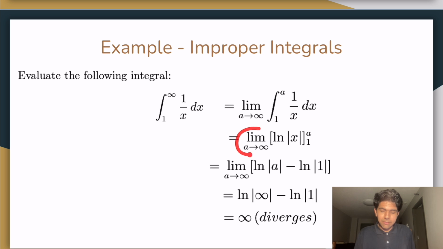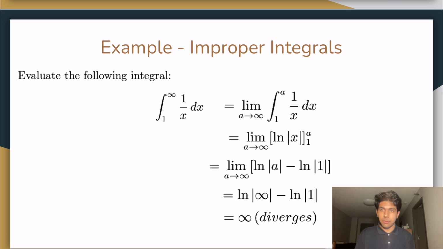All the while we have this limit as a approaches infinity still lingering with us, which we'll take care of soon. Now we'll use the fundamental theorem of calculus, plug in our a, plug in our 1, and now we handle the limit as a approaches infinity. We can plug in infinity for a, and we say that this is equal to the natural log of infinity minus the natural log of 1, which is equal to infinity. Hence we say the integral diverges.